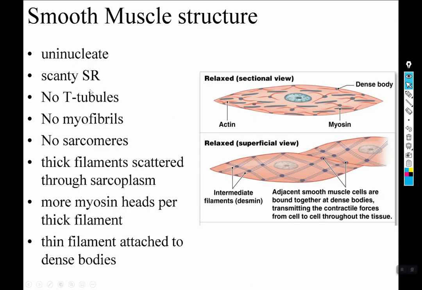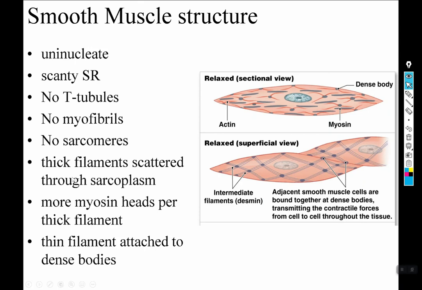So smooth muscle structure-wise, we've got uninucleate cells that have very little sarcoplasmic reticulum. So we've got most of the calcium coming from outside of the cell. We have no T-tubules to speak of, so there's no descent of that sarcolemma into the inside, which means that the cells themselves are going to be smaller because they need to distribute that extracellular calcium more evenly throughout the cell. So that sets a limit on cell size. We also have no myofibrils, meaning no sarcomeric arrangement and no repeating arrangements of sarcomeres.